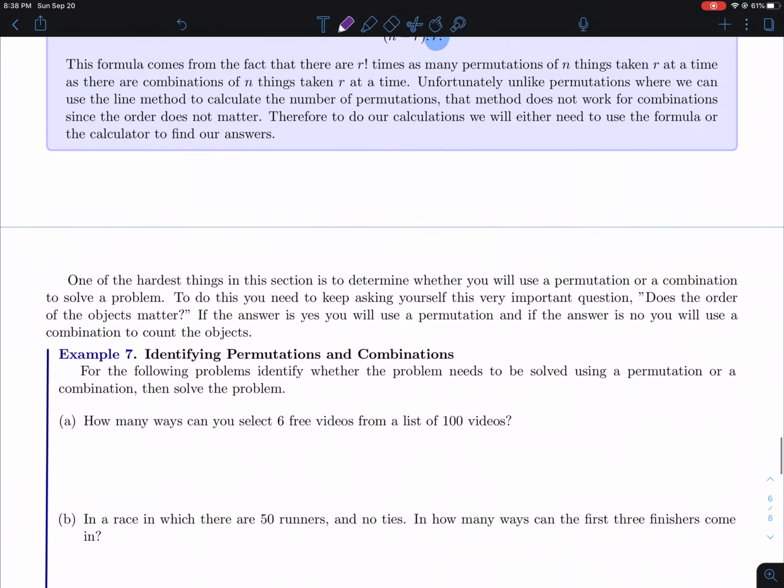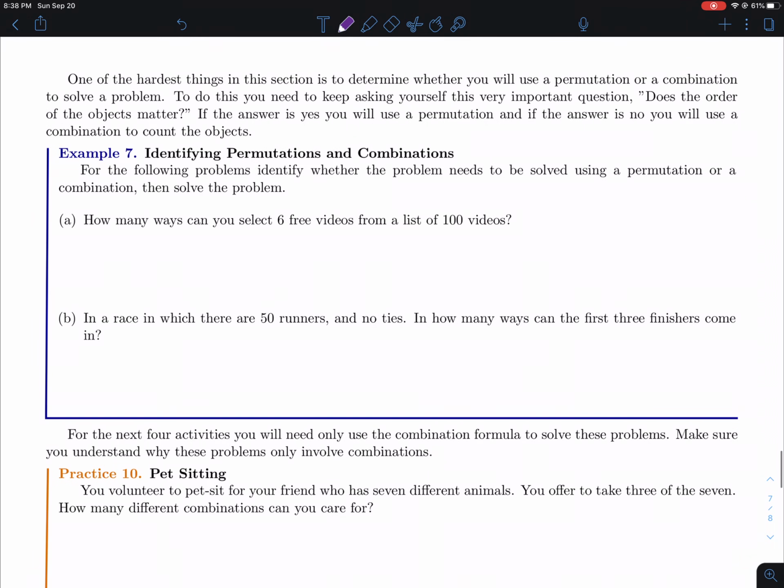But all right, let's look back at our example here. This one has us identify a permutation or a combination. I'm going to read these out and then think to myself, does the order matter that I actually put these in, and go from there. So for the problems, identify whether it's a permutation or combination. How many ways can you select 6 free videos from a list of 100 videos?